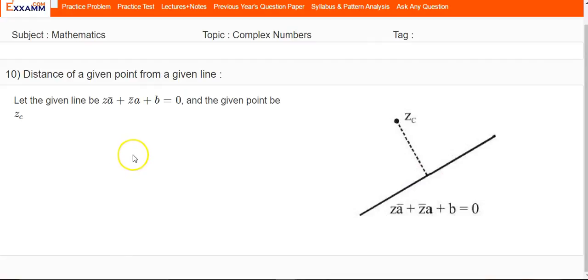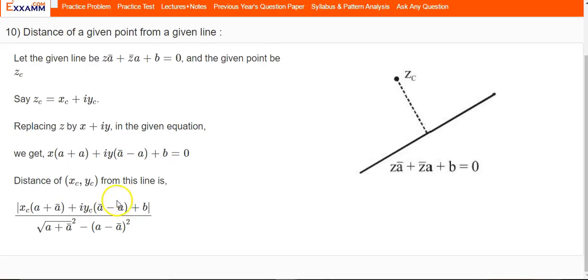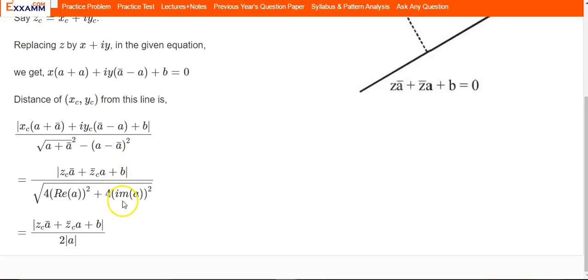So here also, this is the equation of the line, and by putting the value of zc as equal to xc plus i yc and doing the manipulations, we will finally get a similar result here also, that is zc a bar plus zc bar a plus b divided by 2a.